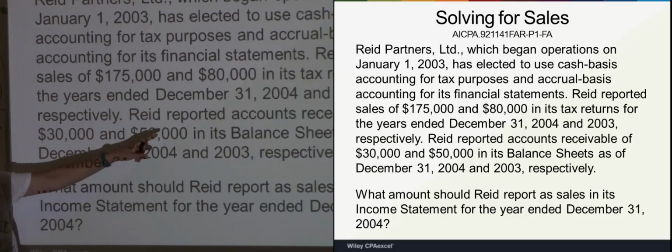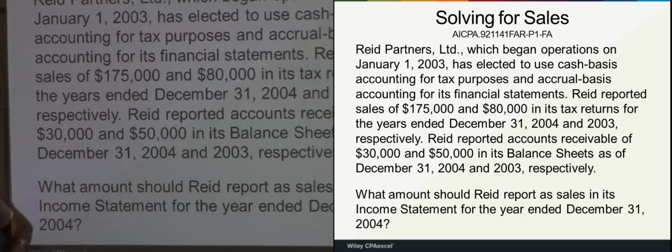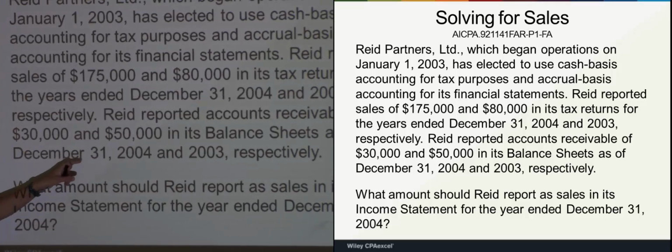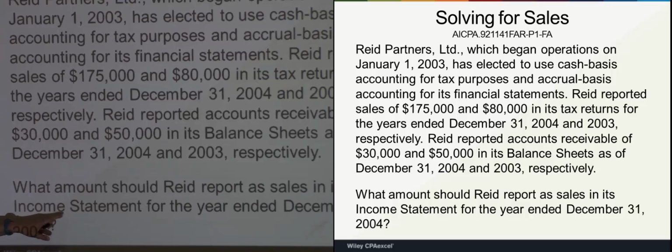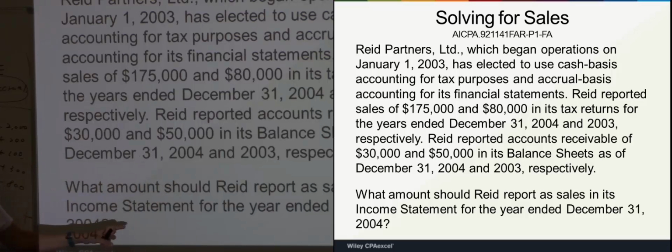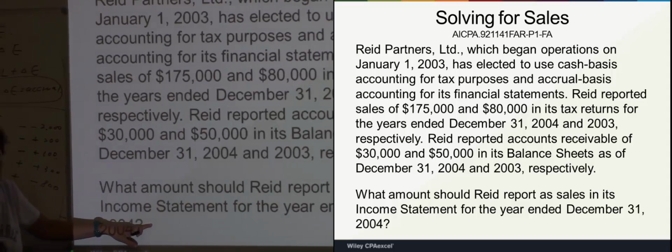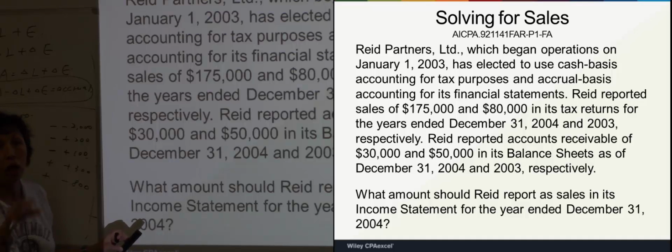And the question also gives you the accounts receivable balance for the beginning and ending. We see the December 31st, 2003 balance as beginning, and the December 31st, 2004 balance as ending. Now you are required to compute the sales amount reported on the income statement. So this will be an accrual amount, right? The income statement is a financial statement, and we use accrual basis to prepare financial statements. So you are required to compute the accrual amount.